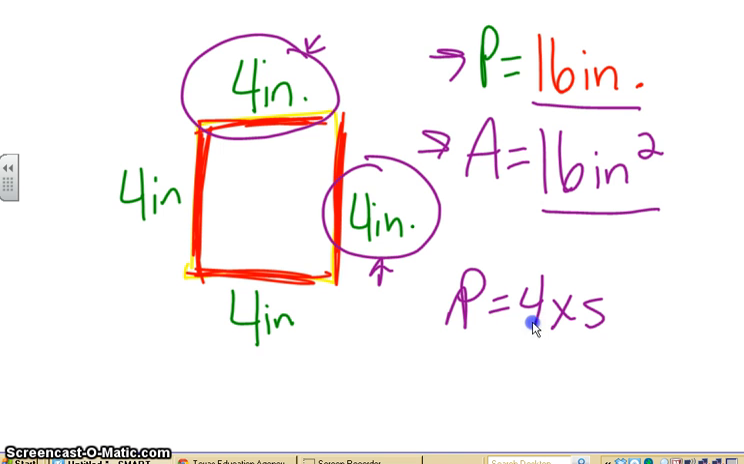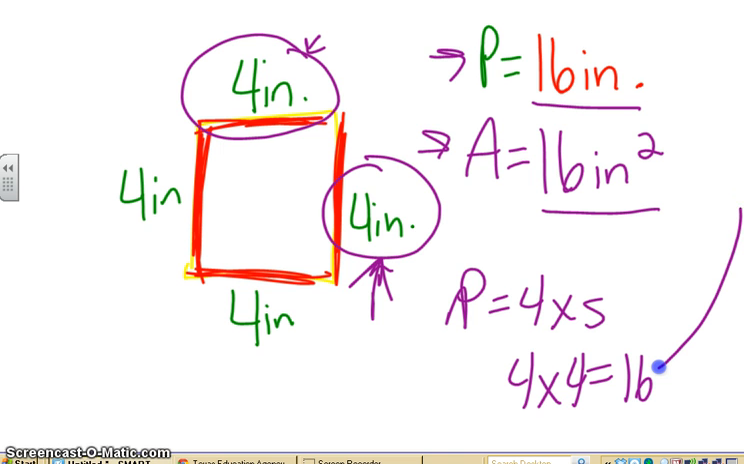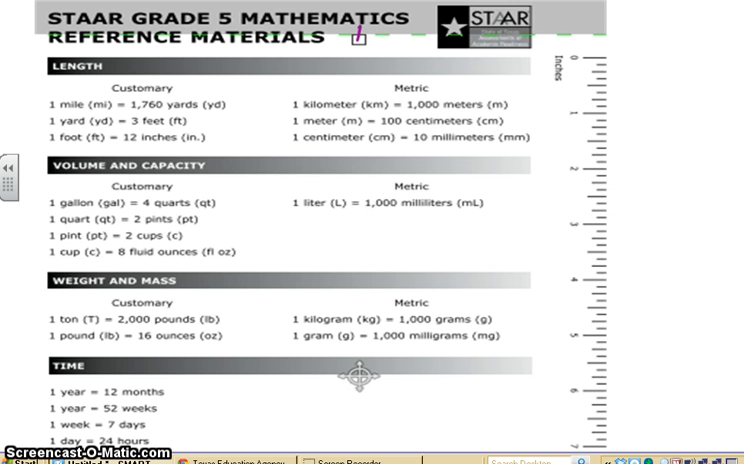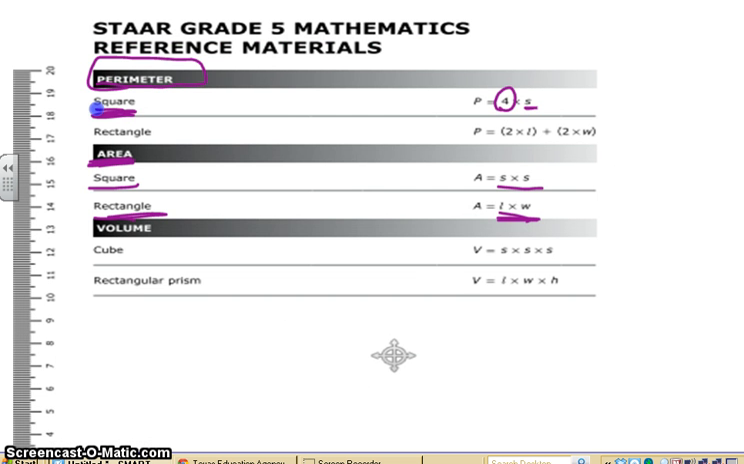So I do 4 times, and what's the length of one of my sides? The length of one of my sides is 4. 4 times 4 is 16, so there's my perimeter. And you see that it matches the original perimeter that we found. But that's only for a square. For a rectangle, for a perimeter, you can do 2 times the length plus 2 times the width. So there are formulas you can plug the information into as well, but we're really trying to understand perimeter and area, so we're not going to be using the perimeter formulas too much in class.